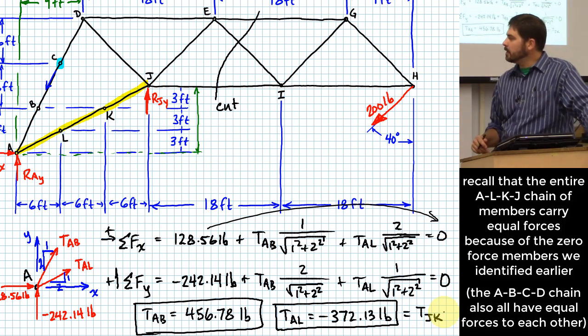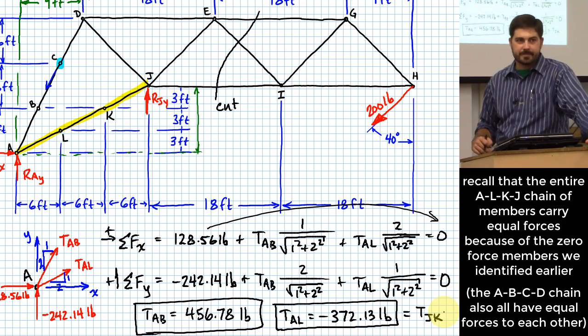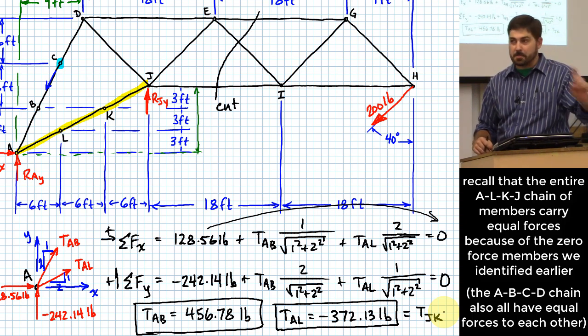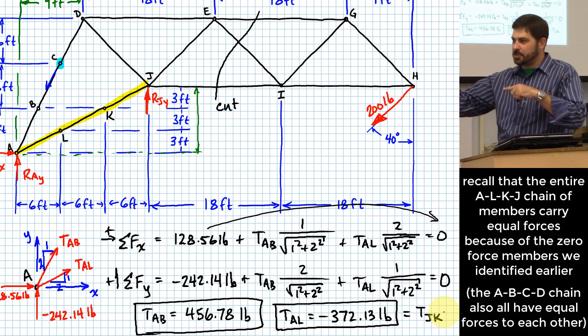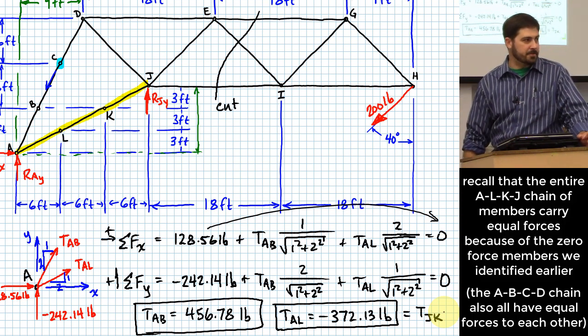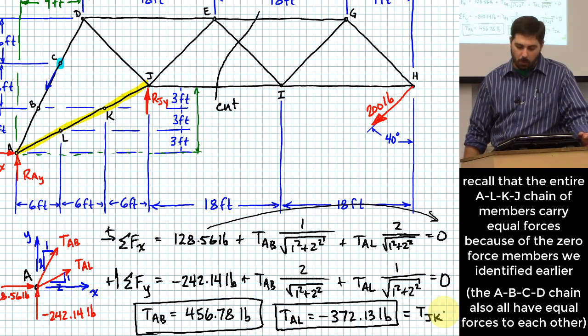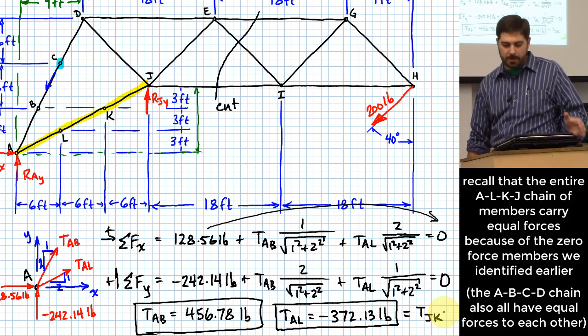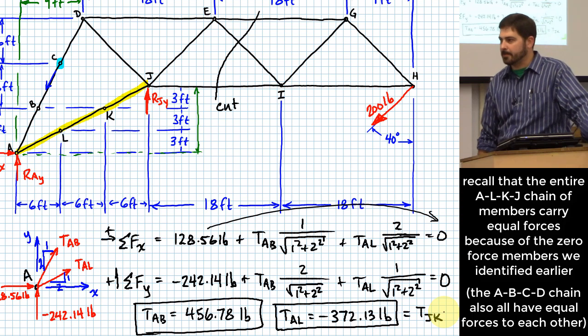Okay? Negative means what? Opposite of our assumption. We assumed tension, got negative, means it must have been compressive. So we have a compressive force of 372.13 pounds in member JK. Yes, sir.